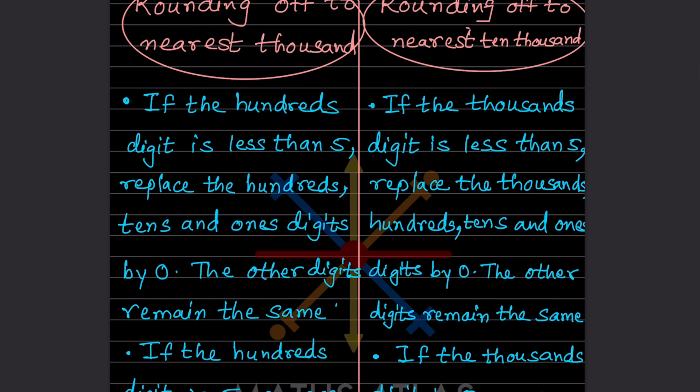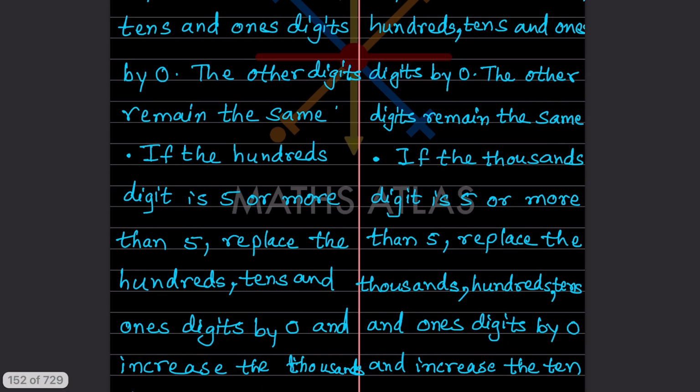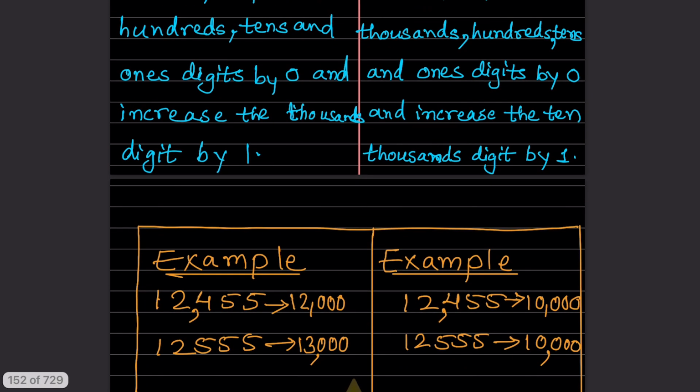So you say in here, if the hundreds digit is less than 5, replace the hundreds, tens and ones digit by 0. The other digits remain the same. If the hundreds digit is 5 or more than 5, replace the hundreds, tens, and ones digit by 0 and increase the thousands digit by 1. So now let us see an example for rounding to the nearest thousand. So now see, this is the number. Look here, ones, tens, hundreds, and thousands. We don't have to look at the other digit because we have to just round it to the nearest thousand.